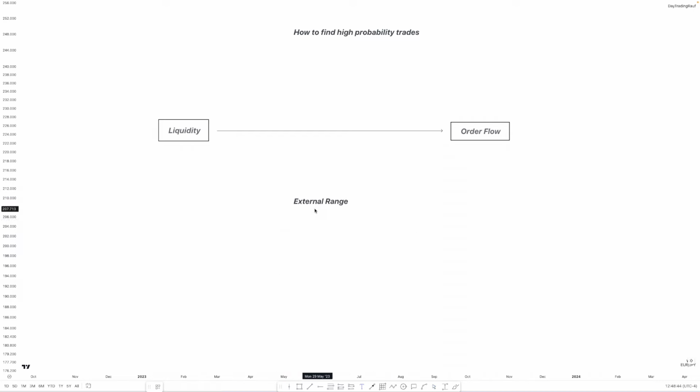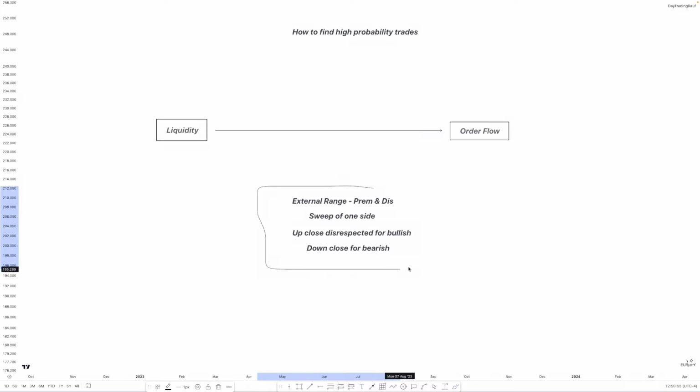Once we have found the external range, we look for premium and discount inside of that range. So once we have found the external range and the premium and discount, what we do after this is we wait for one side of the range to be taken. Once we see one side of the range being taken, for example, that was the range low, so that was the external low, we look for up close candles to be disrespected if we are to turn bullish. And we look for down close candles to be disrespected if we are going to be bearish.